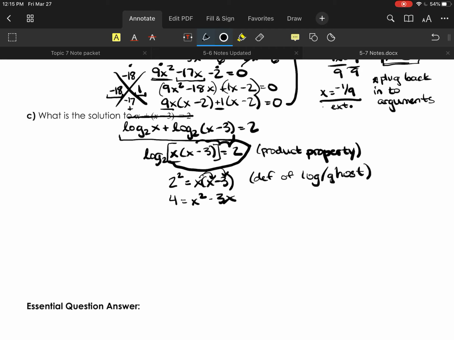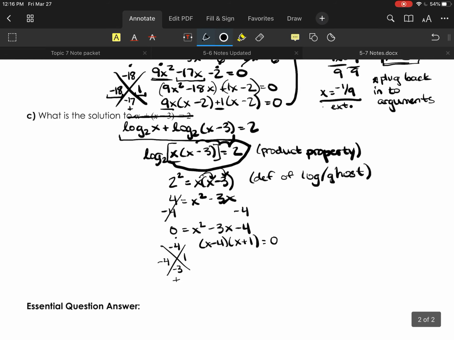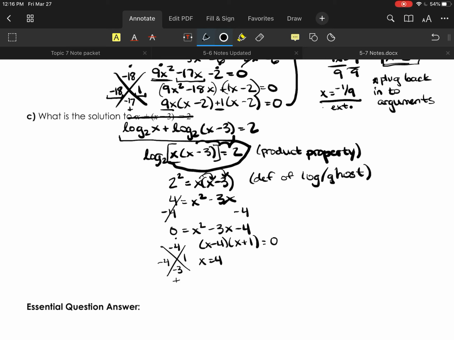And now you have a quadratic. So you got to get it equal to 0. I'm going to go ahead and subtract 4 from both sides to do that. So I get 0 equals x squared minus 3x minus 4. And now you can factor to solve. Set up my factoring x. In the top I have negative 4. Bottom I have negative 3. What multiplies to be negative 4 adds to be negative 3? That would be negative 4 and 1. So I get x minus 4 times x plus 1. Solve both of those, set them equal to 0, and you get x equals 4 and x equals negative 1.